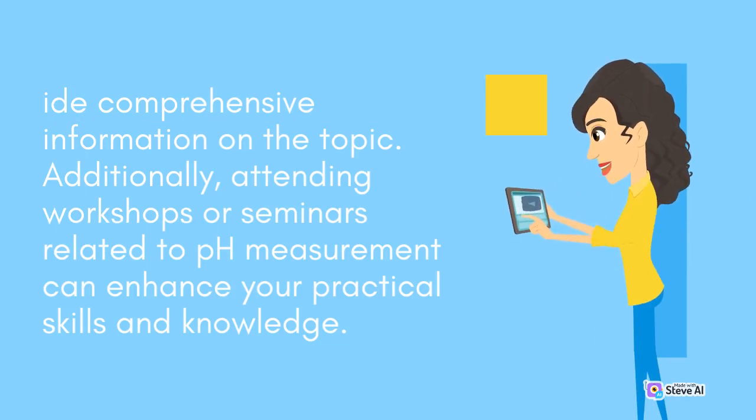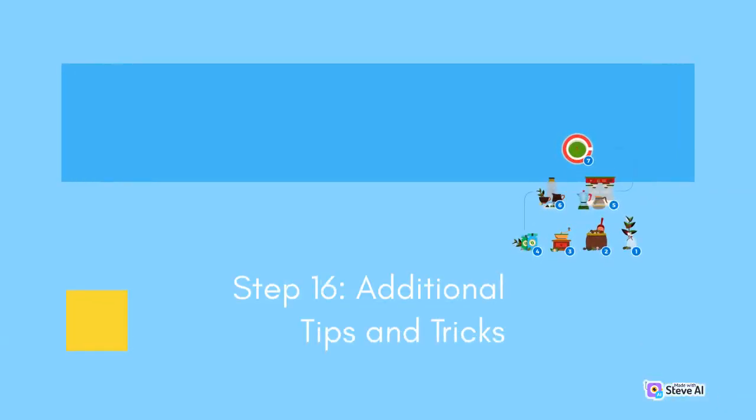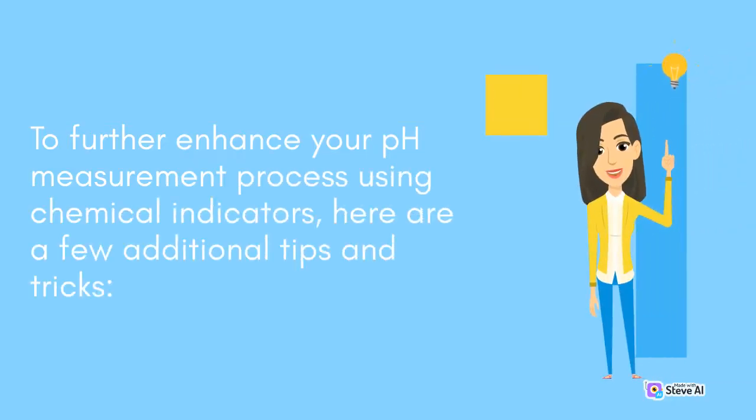Step 15. Conclusion. Step 16. Additional tips and tricks. To further enhance your pH measurement process using chemical indicators, here are a few additional tips and tricks.